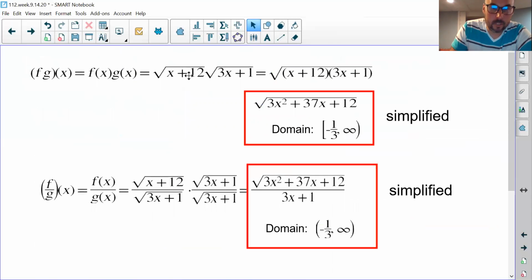F times g. Now here you can simplify, because when you're multiplying two radicals that have the same index, you just multiply what's inside. And you're multiplying a binomial times a binomial, which means you double distribute, and you get 3x squared plus 37x plus 12. That's the simplified version, which is what MATLAB will ask for. And again, the domain is still this.